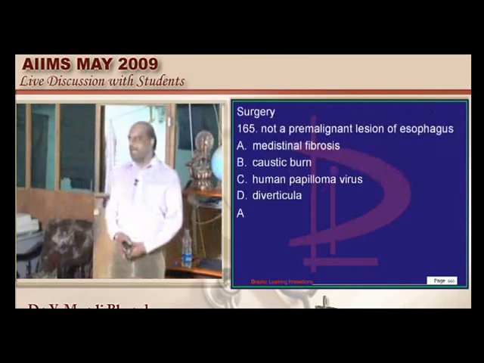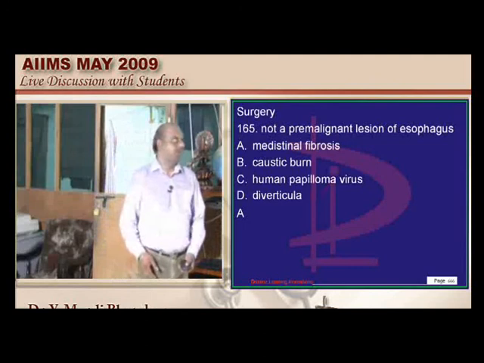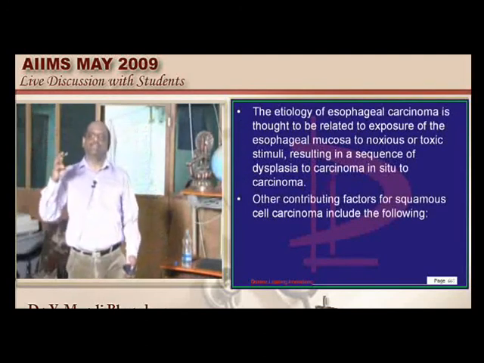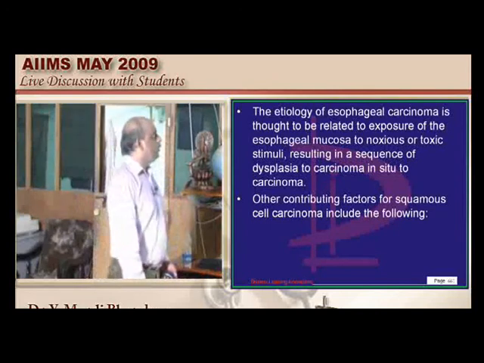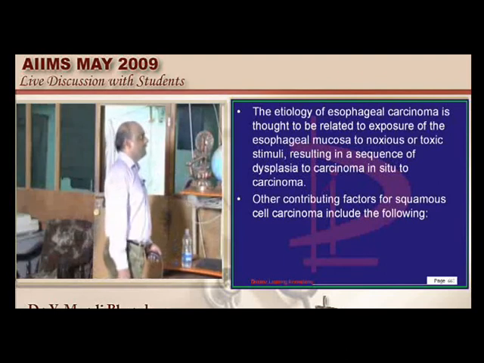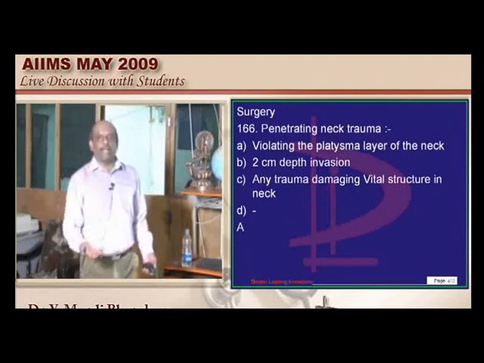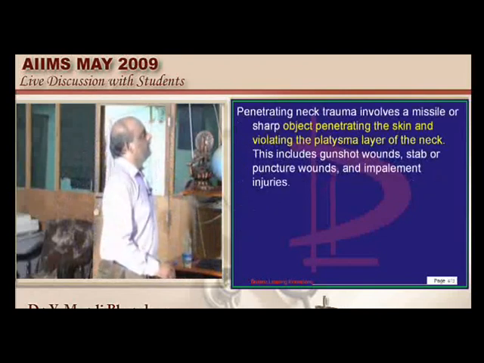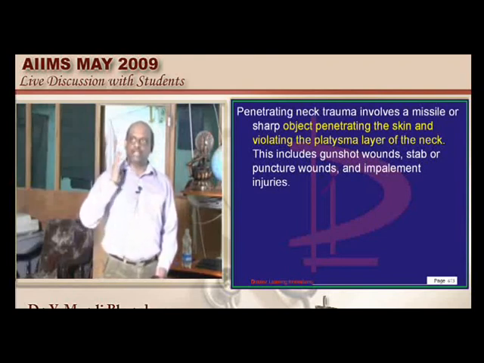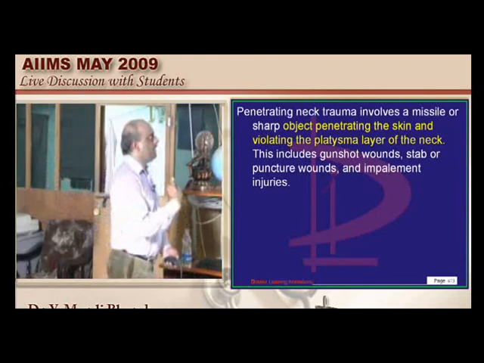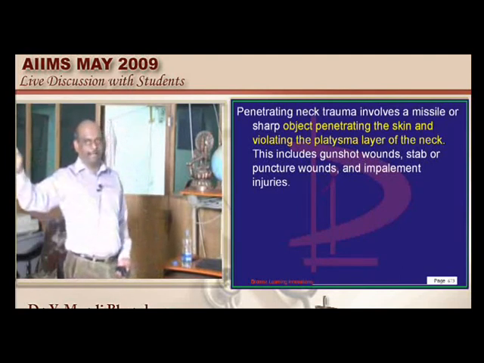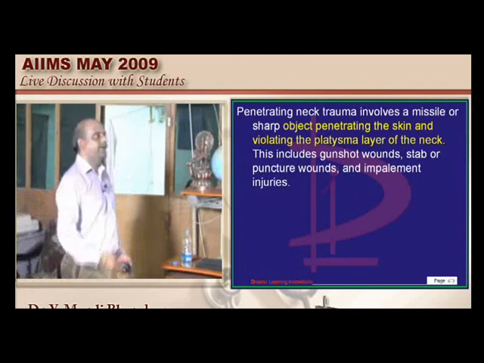Then what is not a pre-malignant lesion of the esophagus? We need to remember that caustic burn, diverticula rarely have a pre-malignant tendency. Human papilloma virus, but not mediastinal fibrosis, is what needs to be remembered. What do you mean by penetrating neck trauma? Very simple. The platysma is like a wonderful filter or rather an armor. If there is any injury violating the platysmal layer of the neck, then it is defined as a penetrating injury to the neck, where a lot of vital structures can become injured.